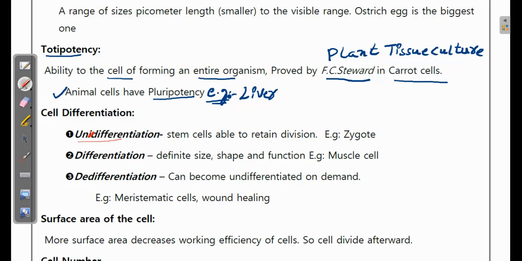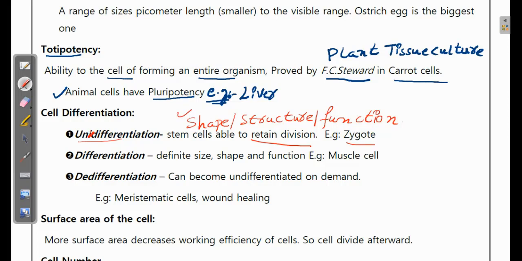Undifferentiated means the cells that do not have any shape, structure and function. The only thing they can do is divide, so they can divide into anything. Examples are zygote and embryo. All of these are a few examples of undifferentiated cells. These properties are important. Whenever you say undifferentiated, it doesn't have proper shape, proper structure and proper function.